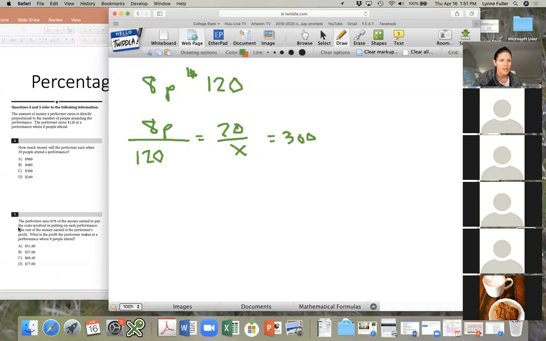Okay, so that's the answer for number 4. Number 5, the performer uses 43% of the money earned to pay the costs involved in putting on each performance. The rest of the money earned is the performer's profit. What is the profit the performer makes at a performance where 8 people attend? So here's what happens. 120 times 0.43, which is the first number that everybody sees.